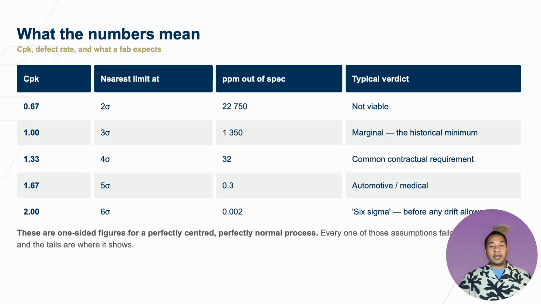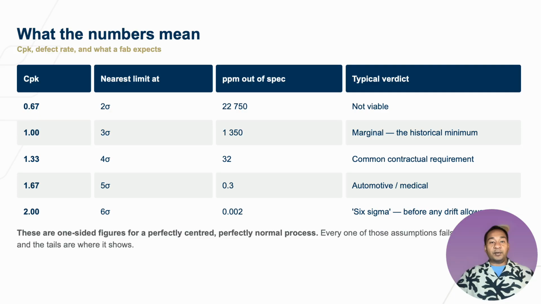What do the numbers actually mean, so the indices stop being abstract? CPK of 1.0 means the nearest spec limit is 3 sigma away. That is 1350 parts per million, the same number we computed in the last class. Historically, this was the minimum acceptable, and today it is considered marginal. CPK of 1.33, 4 sigma, 32 parts per million. This is a common contractual requirement, and it is what most fabs target for parameters that matter.